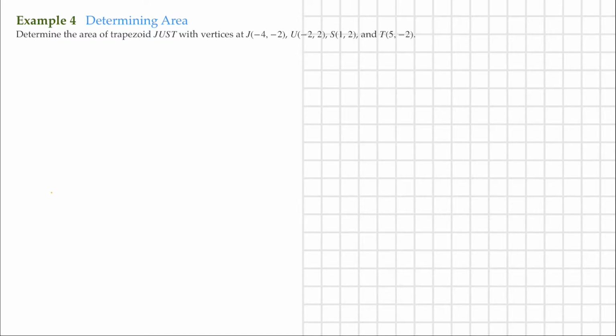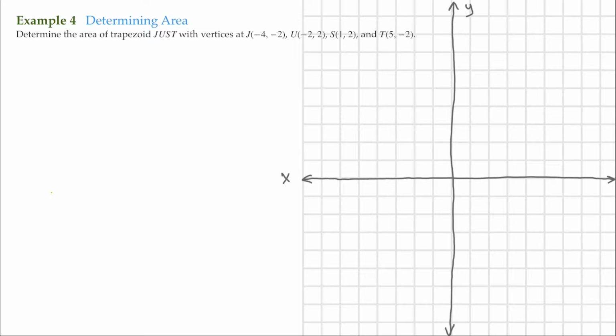Again, you should always use graph paper, or at least be able to draw something out if you have a nice steady hand. I'm going to go ahead and put in my axes here. Here's my y-axis. And of course my x-axis. Now I'm going to plot each of these vertices and see what this trapezoid looks like.